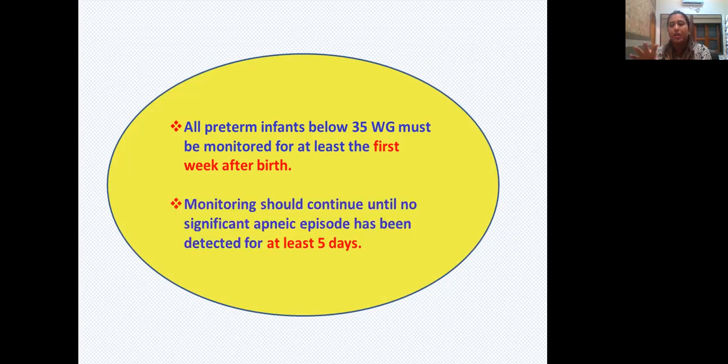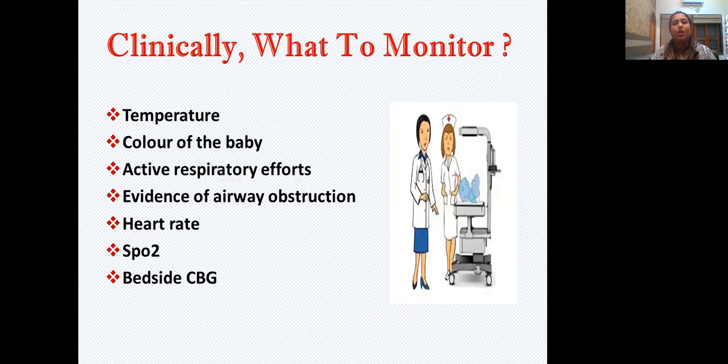Monitoring should continue until no significant apneic episode has been detected for at least 5 days. So once the baby has had an episode of apnea, we have to monitor continuously for at least the next 5 days whether the baby has apnea or not. Apart from tests and invasive procedures, what are the clinical methods? When we are at the side of a warmer in which a preterm baby is lying, what do we clinically want to monitor?